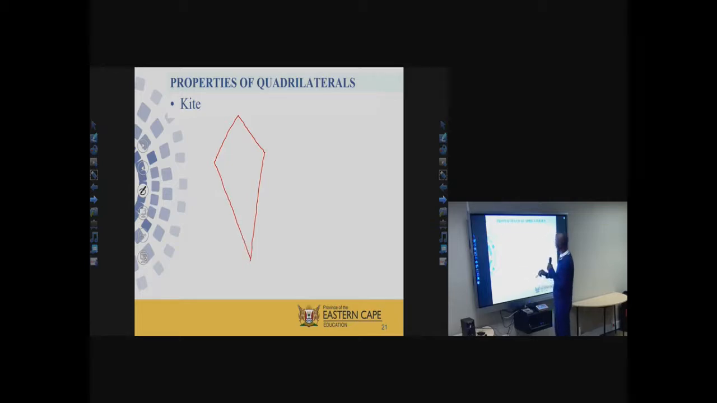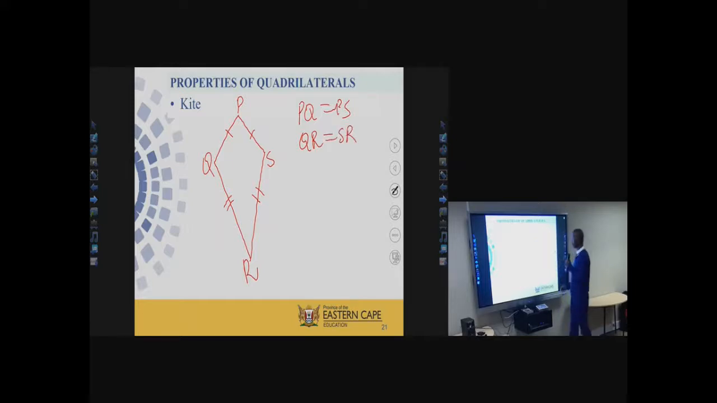Now, the most important thing in a kite is that adjacent sides this time are equal. That side is equal to that side, and this one is equal to that one. So if you're having it as P, Q, R, S, it means that PQ is equal to PS, and QR is equal to SR. Those are equal. Adjacent sides this time. I said adjacent, next to each other, opposite, far away from each other.